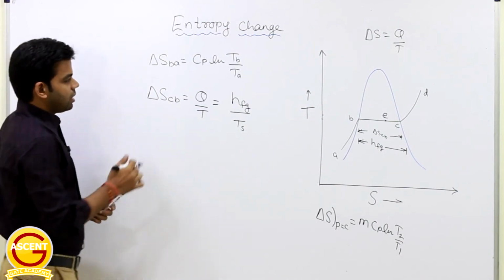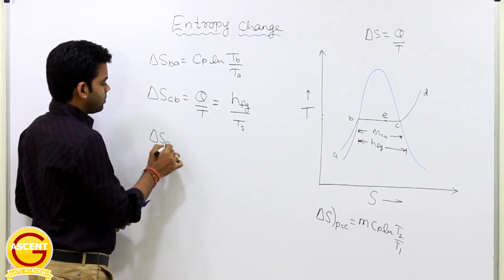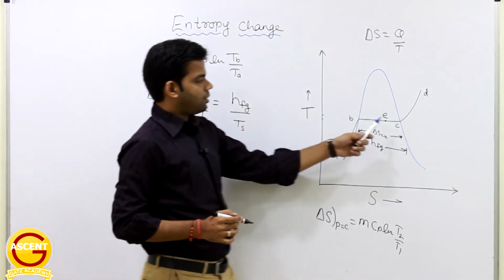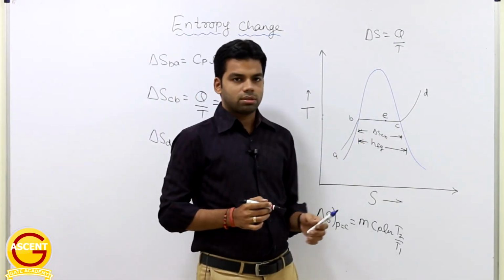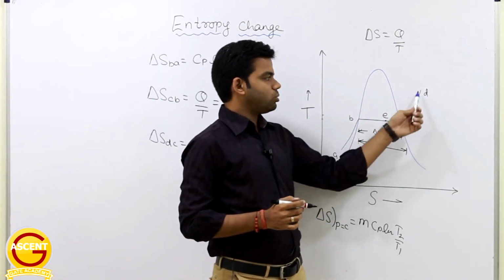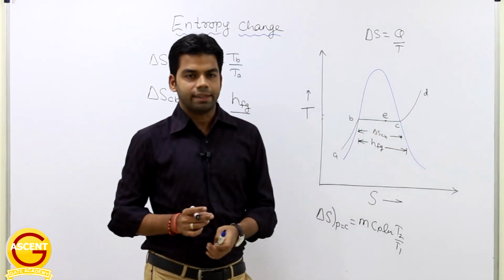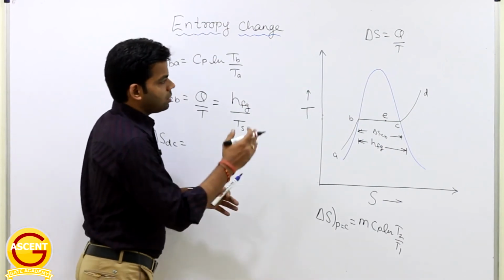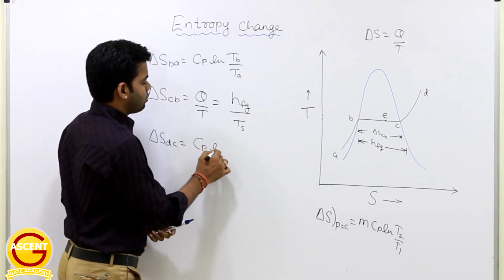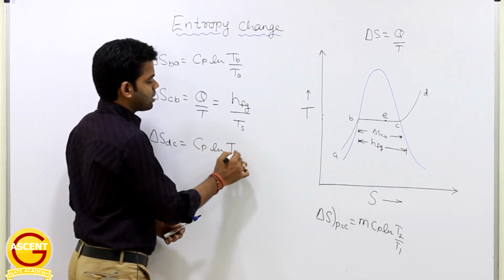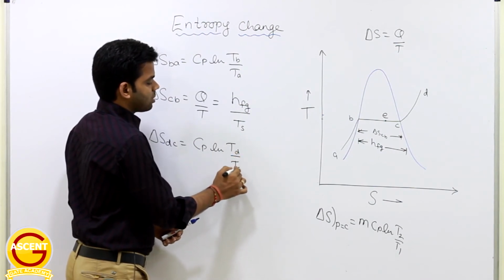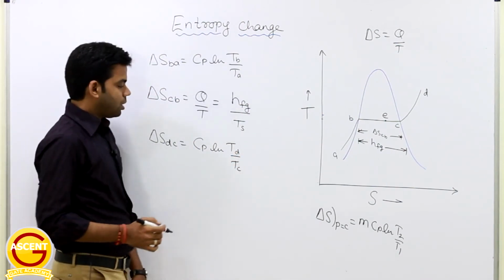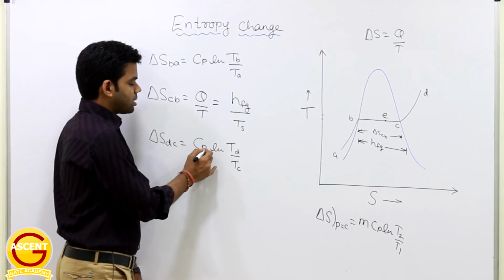Okay, similarly del S Dc. Again, we are converting the saturated steam at point C to superheated steam at point D. What will be the change in entropy now? The same thing we have to do. Here this will be equal to Cp ln of T final by T initial. T final is nothing but Td, and T initial here is nothing but Tc, the saturation temperature. And this Cp is nothing but Cp of steam.